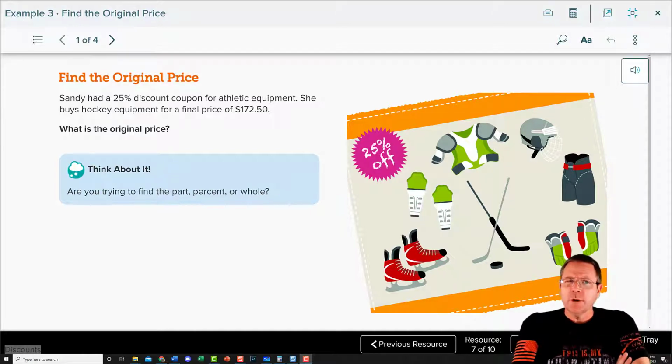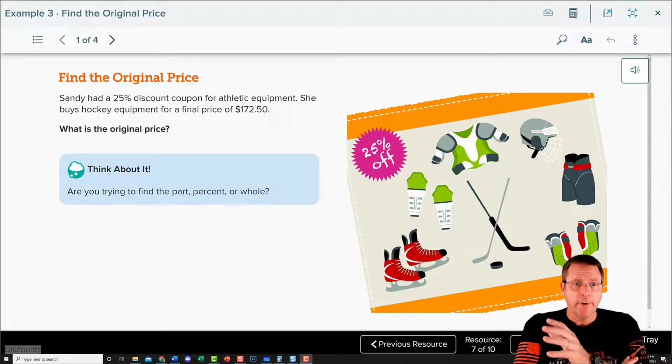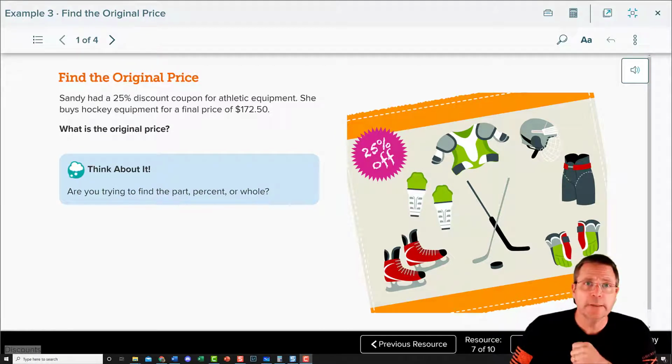What are we actually looking for here? Are we looking for the part, the percent, or the whole? We're actually looking for the whole here, folks. This is a percent change problem, but we're not looking for the amount of change. We're not looking for the percent of change. We're not looking for the new amount. We're looking for the original amount. This is going to be interesting.